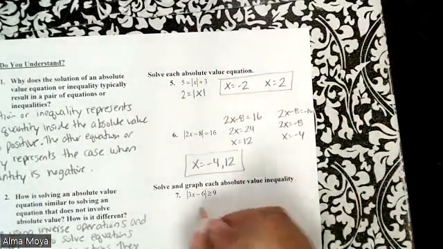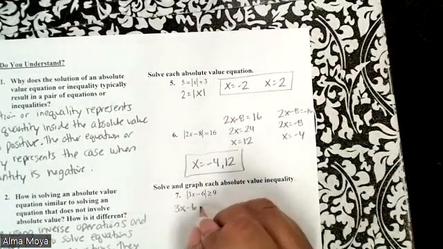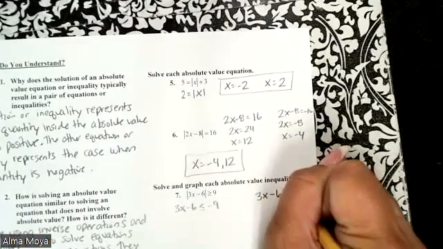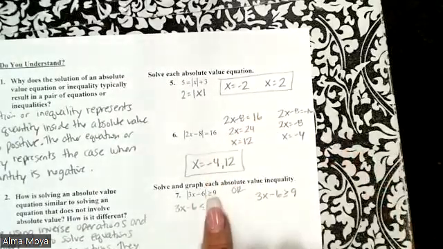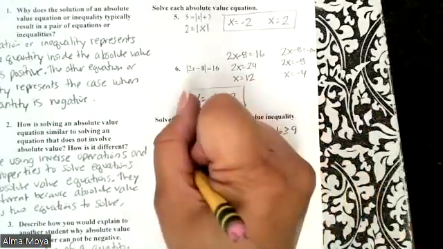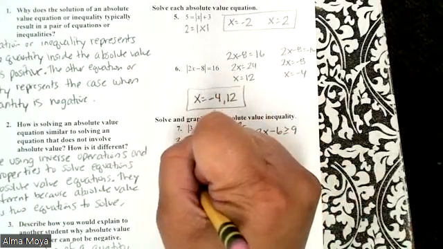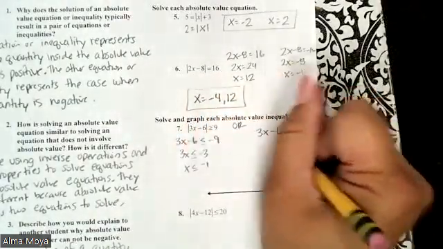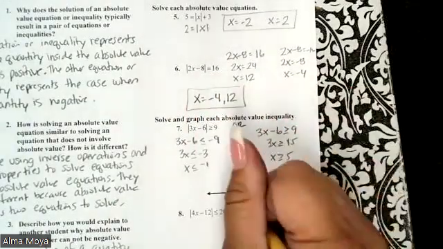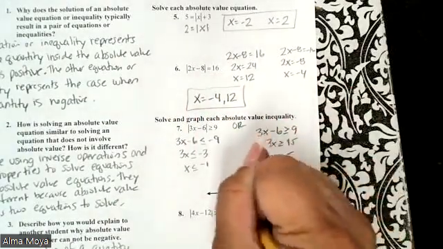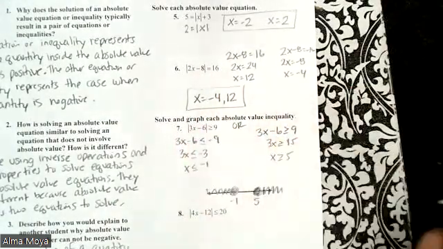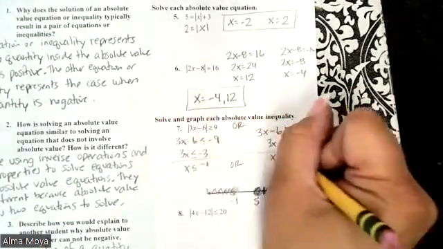On this one, I'm going to say 3x minus 6. I need to flip it because I'm going to make that equal to negative. And then here's the positive. And this is an or symbol because that's the greater than symbol. So I need to keep them separate. So add 6 to both sides, divide by 3. Add 6 to both sides, divide by 3. So this is negative 1, this is positive 5. That's going to the left, that's going to the right. And this is your answer.